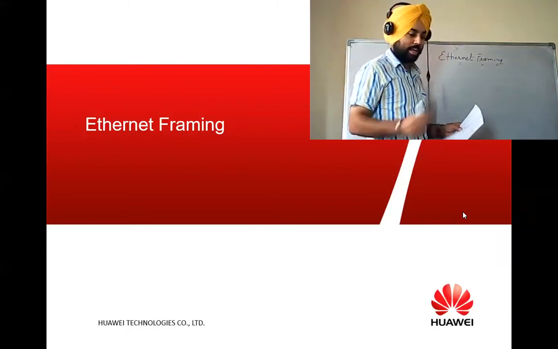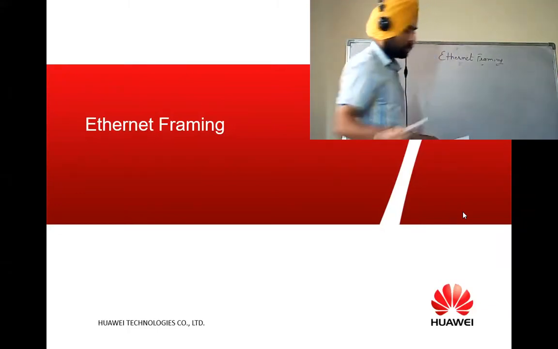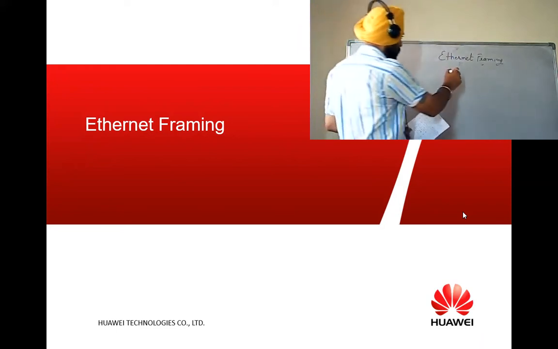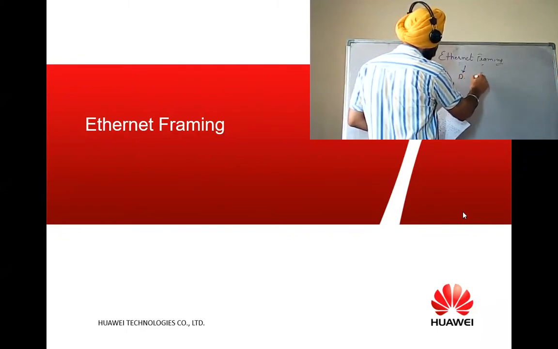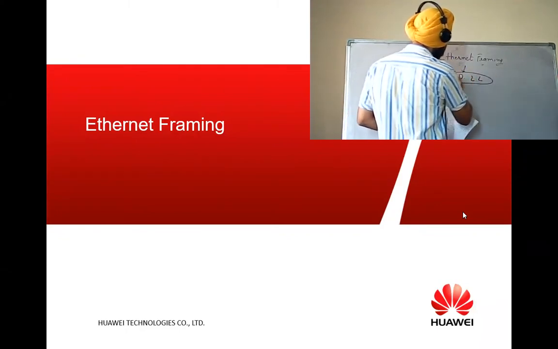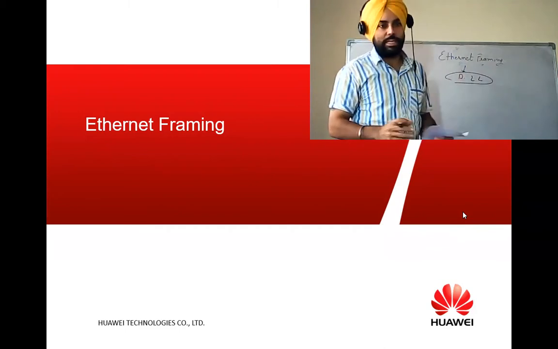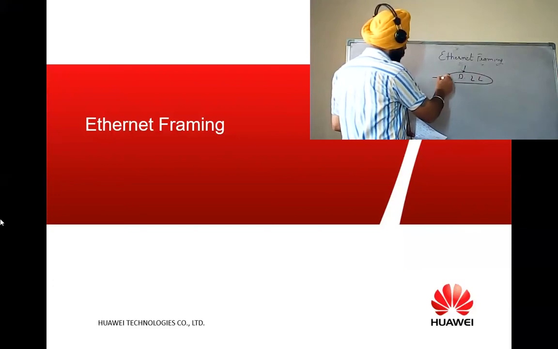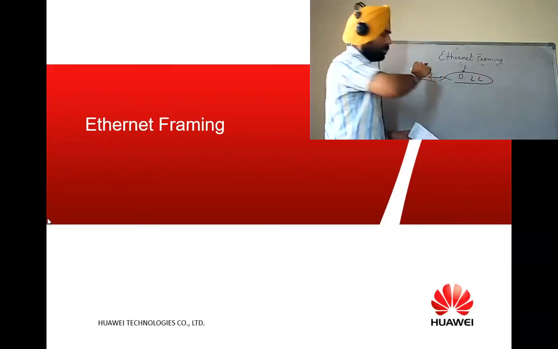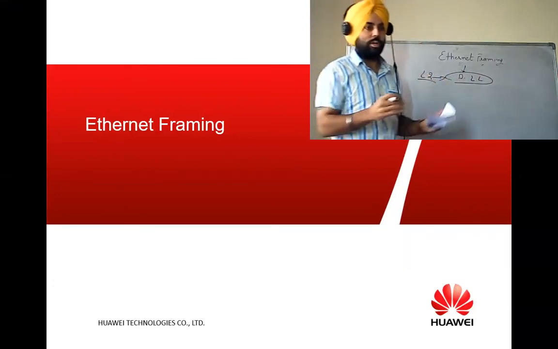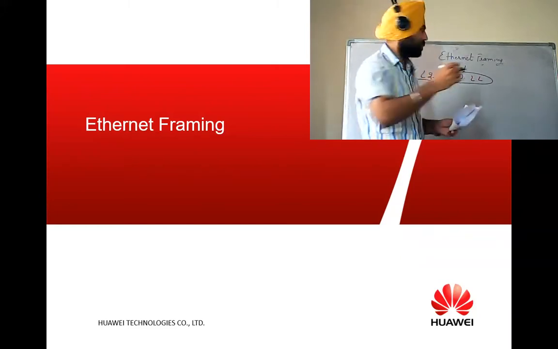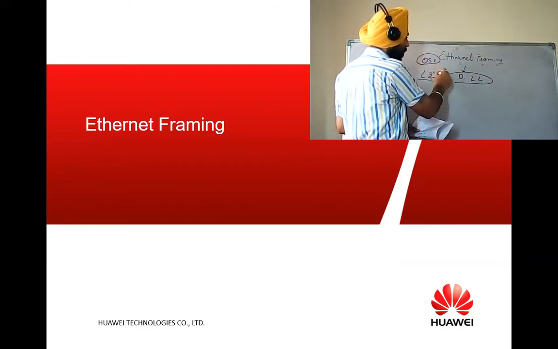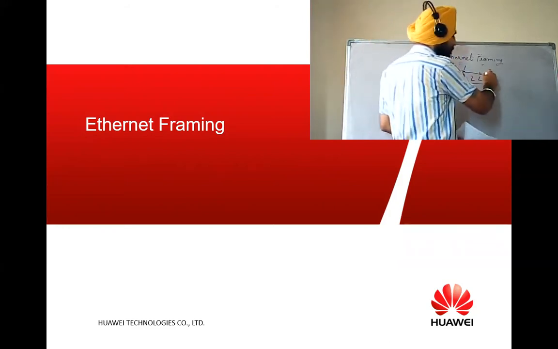Our next topic is Ethernet framing. When we are talking about Ethernet framing, that means we are talking about the data link layer, because data is transferred in the form of frames in the data link layer. So now we are on layer 2 in the OSI reference model, that is the data link layer.